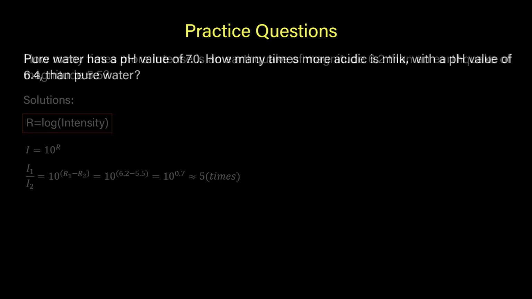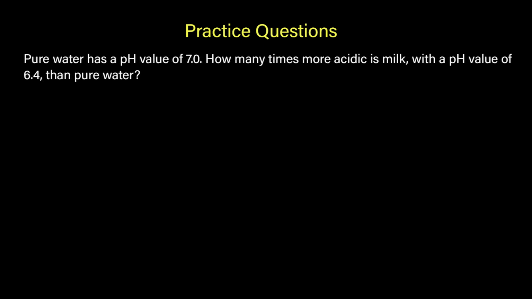Pure water has a pH value of 7.0. How many times more acidic is milk, with a pH value of 6.4, than pure water? Solution. Use the formula pH equals negative log of H plus. So, H plus equals 10 to the power of negative pH.